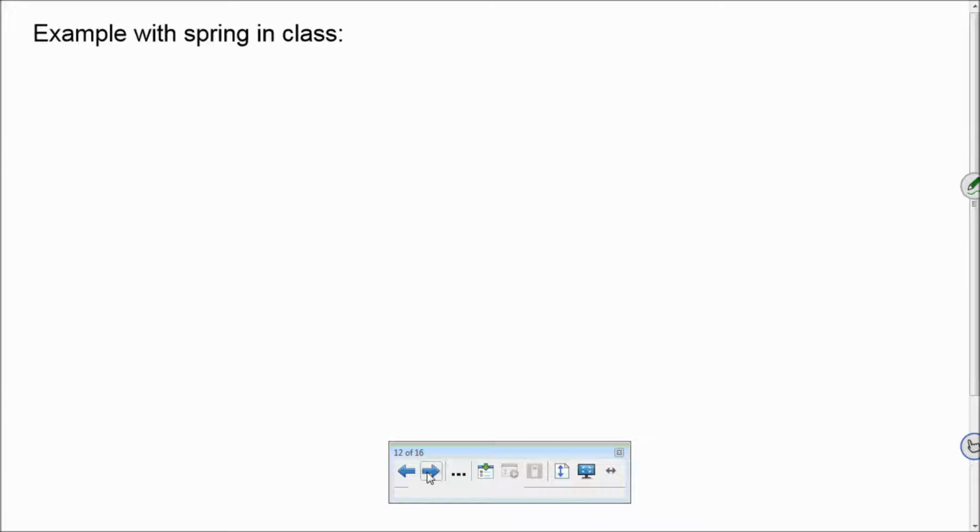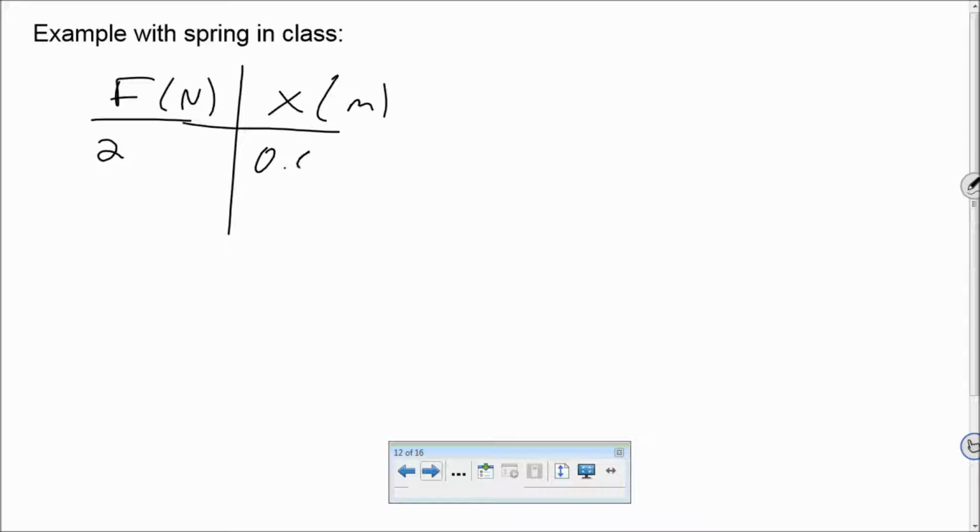If I can hold 2 newtons, let's see how far it's stretched. It looks to me like that's about 4 centimeters. So here's what I just discovered. I discovered that when I applied a force of 2 newtons, it stretched 4 centimeters, so 0.04 meters.